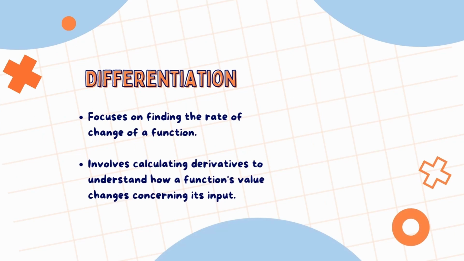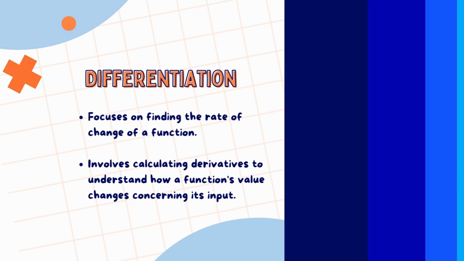Differentiation focuses on finding the rate of change of a function. It involves calculating derivatives to understand how a function's value changes concerning its input. For instance, with a function f(x) equals 3x to the power of 2, differentiation finds its derivative f prime(x) equals 6x, showing the rate at which this function changes.